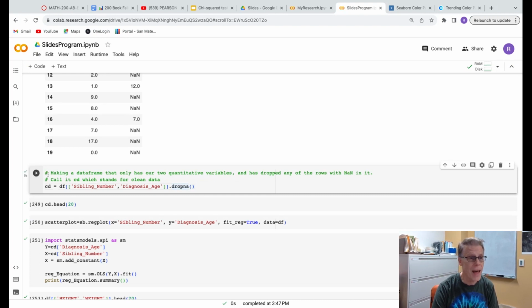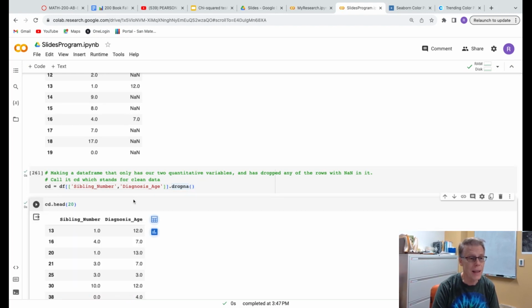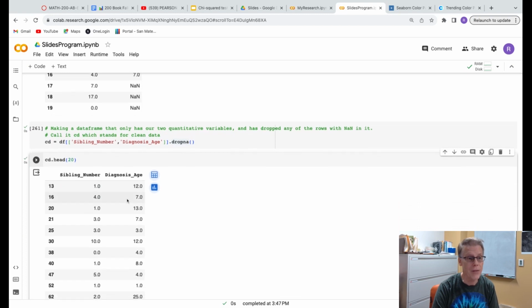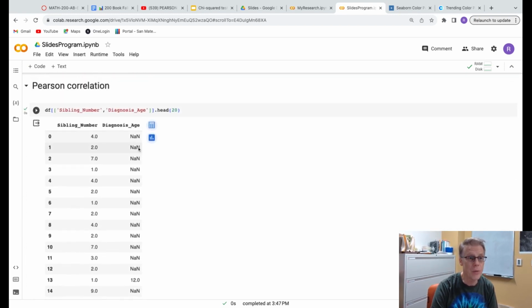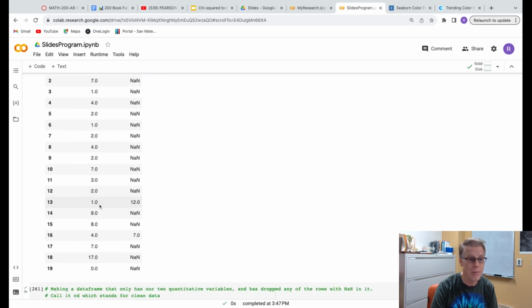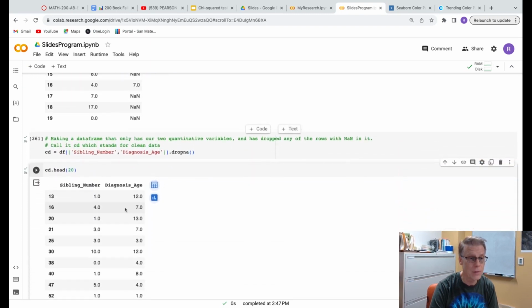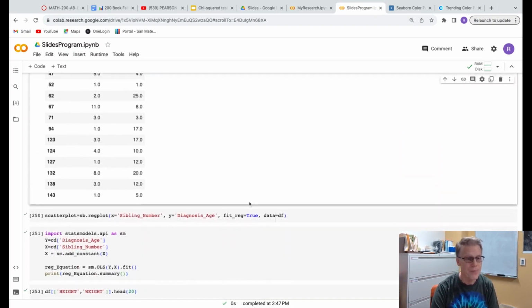And once I run that, if I look at it, it no longer has all the NaNs. And you'll notice that the very first one is index 13. Index 13 was the very first one that didn't have a NaN. So there it is, 13, 12. Okay, so it's cleaned up.